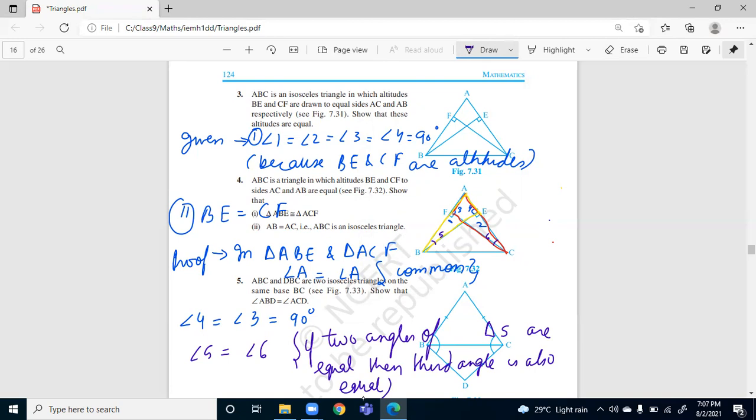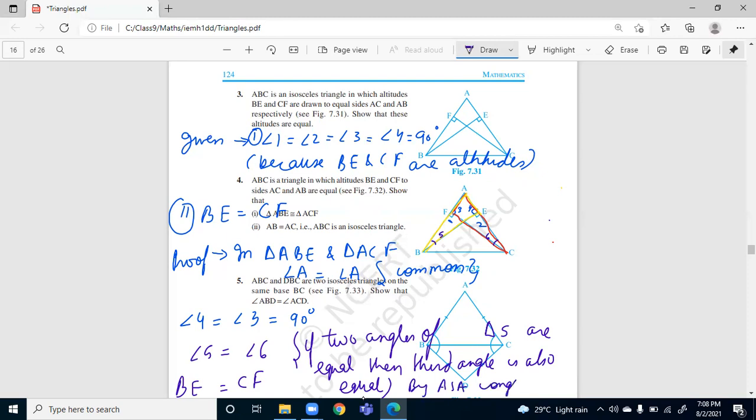Okay, and apart from that, we also have BE is equal to CF. BE is equal to CF. It is already given. So we can apply ASA criteria. We can write by ASA.